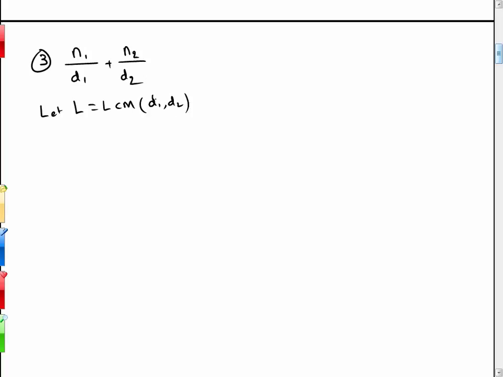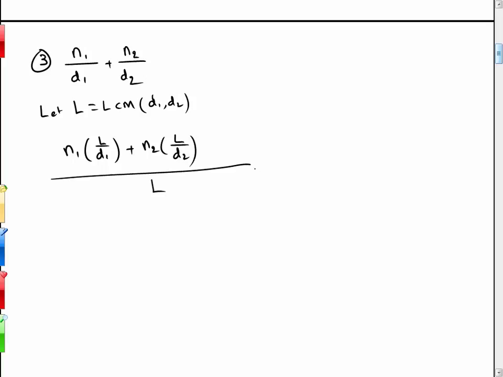Now, what does the procedure ask you to do? It says find L over d1 and multiply by n1. So basically we would put a big bar, and write the LCM, and then we do L over d1 and multiply by n1. Similarly, we do with the second fraction L over d2 and take that quotient and multiply by the second numerator, right?